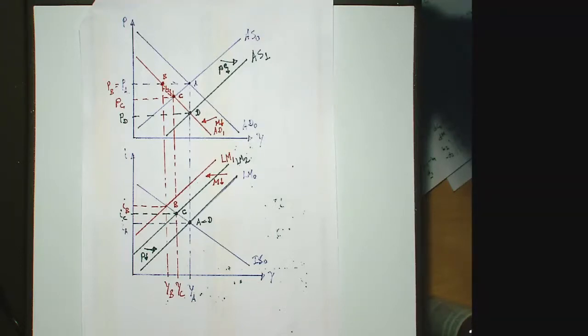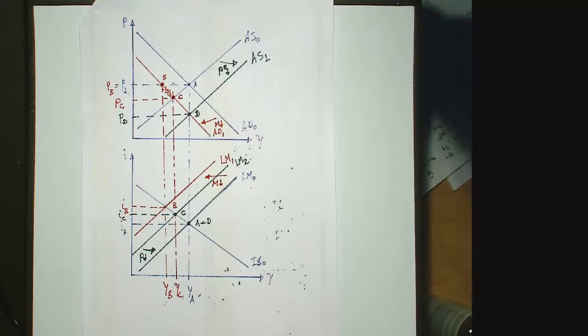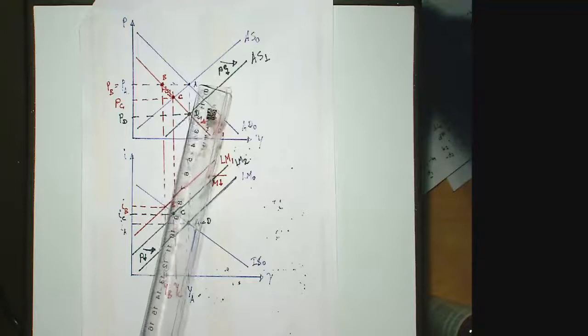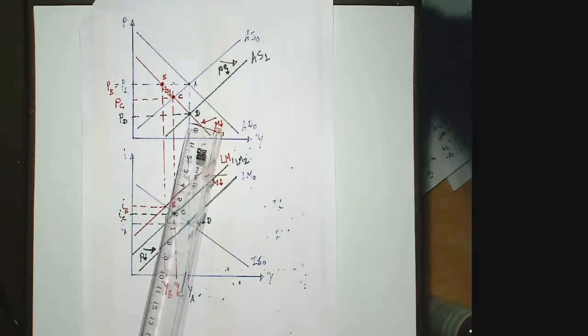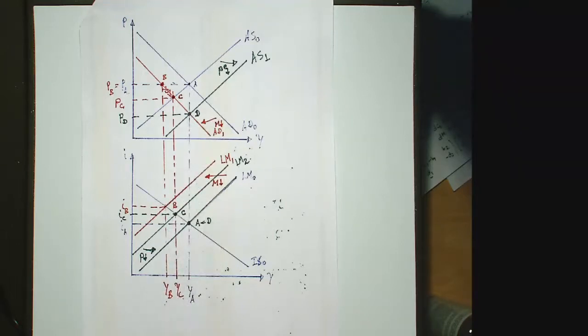So in the IS-LM model, we have reached a new equilibrium, represented by D or A, which has the same level of income YA and the same level of interest rate IA. However, in the AS-AD model, compared to the initial equilibrium point A, we had a lower price at the new equilibrium point D, but our income level remained constant at its natural level of income.